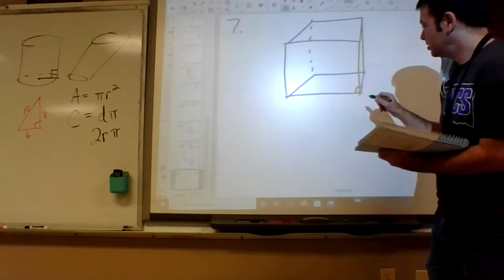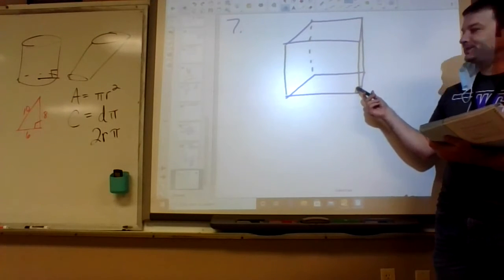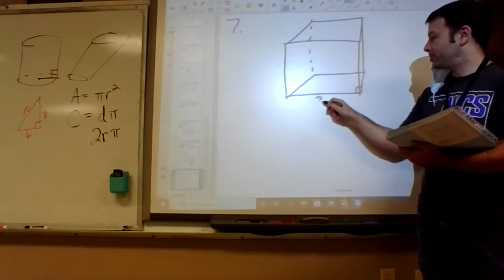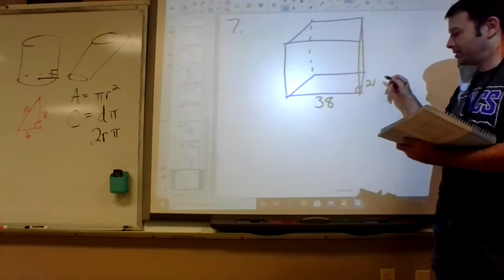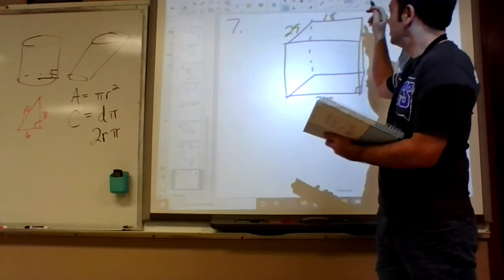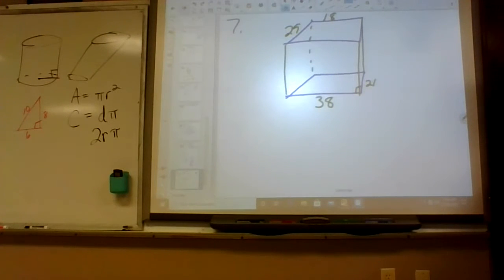So, this is the right angle right here, because they set it in the picture, which we need. They put a 38 there, 21 here, 29, 18. Okay, we're starting with the lateral surface area, so how did I do that? How did we do that in every other problem?